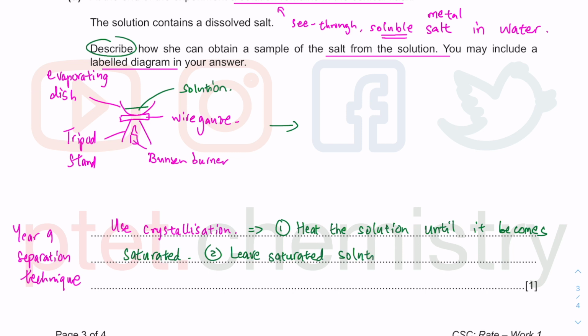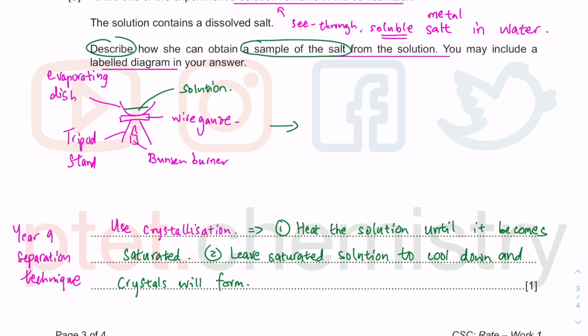And then crystals will form. Leave it to cool down, and then crystals will form. And that's it really. So you just want to obtain a sample of the salt. It's only 1 mark, so you can go very directly. So what will happen is you will have crystals and you can still have a little bit of the saturated solution. So when you let it cool down, crystals will form.